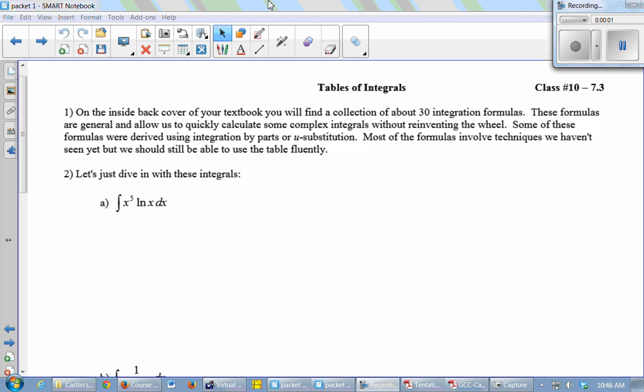7.3, the last section of new material before your test. On the inside back cover of your textbook, there's a collection of about 30 integration formulas. And I have copies, just in case you don't bring your book to class, or you want to have this in your back pocket at all times because you never know when you're going to want to integrate something.